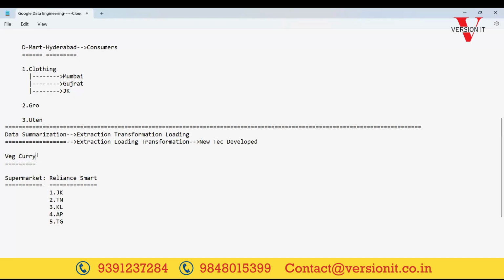As you wanted to prepare the veg curry, my question to you is: are you going to buy all those 100 vegetables which are available at the Reliance Smart, or only those vegetables which are required to prepare your veg curry? Please tell me.